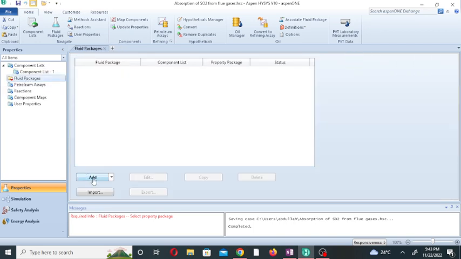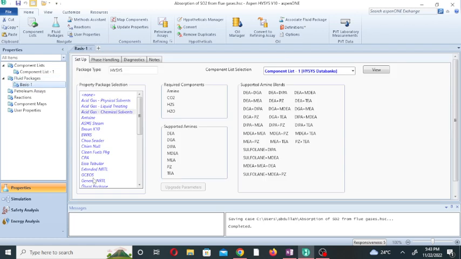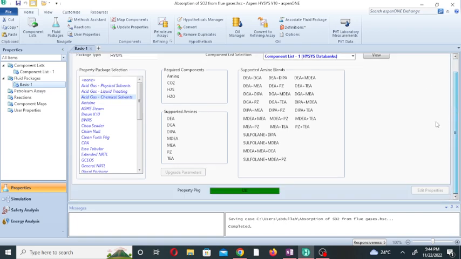So next we will go to the fluid package. In the fluid package, click on add. It will take some time. So these are the fluid packages: acidic gas, chemical solvent, liquid treating, and physical solvent. We will add the chemical solvent, which is methyl diethanol amine solution. We will come down to check, it is okay. So the property package is okay. Then we will come to the simulation.